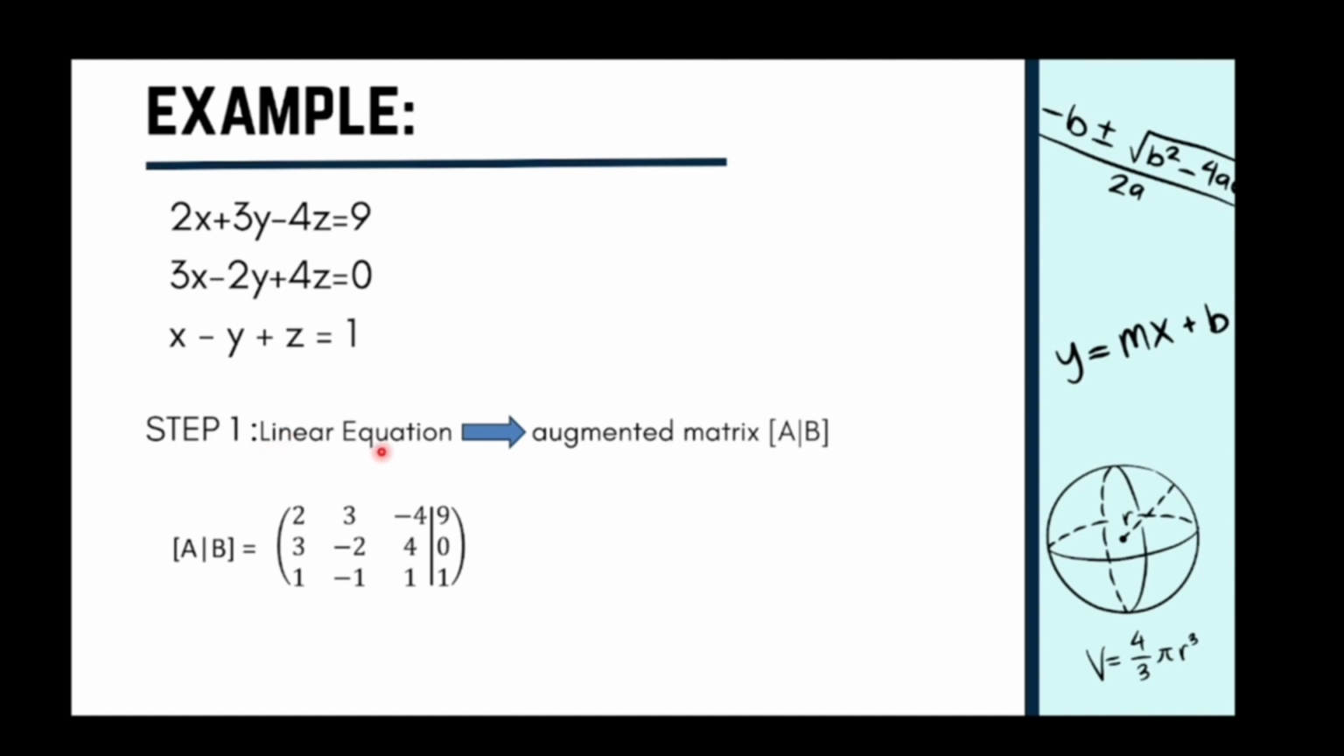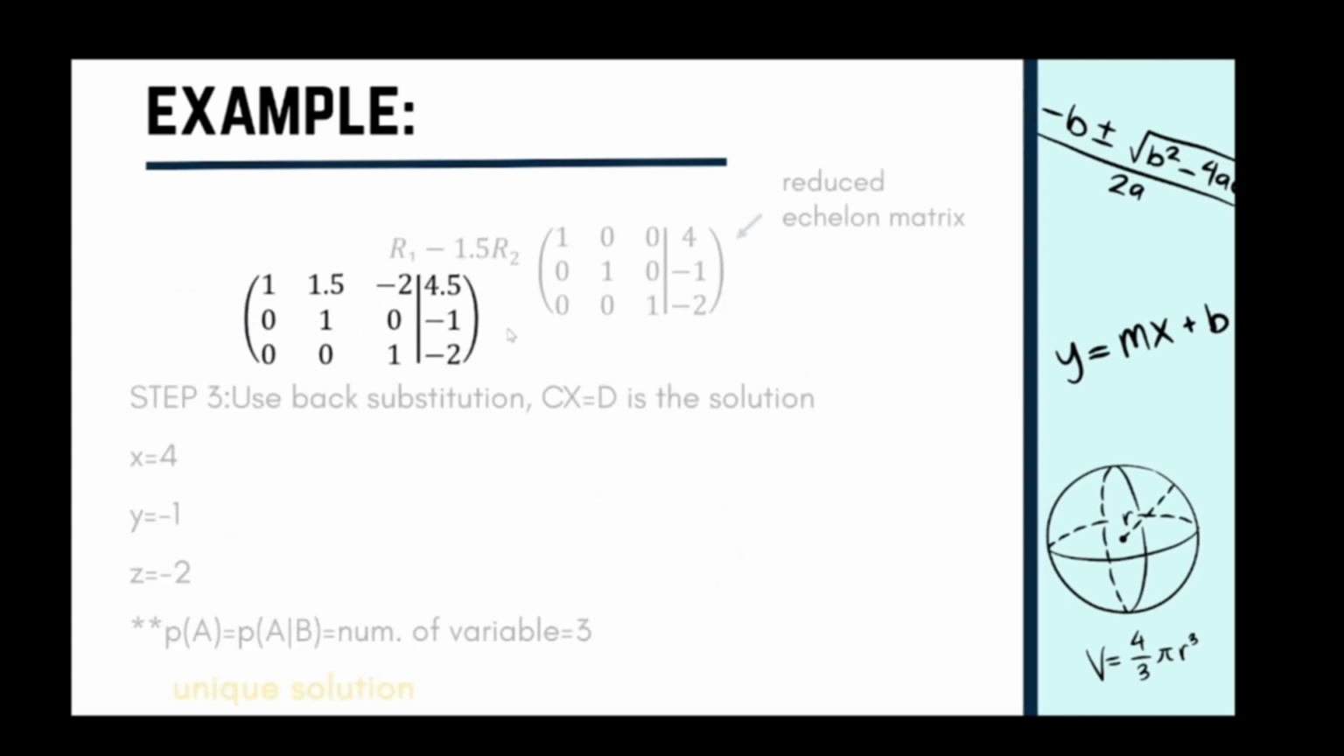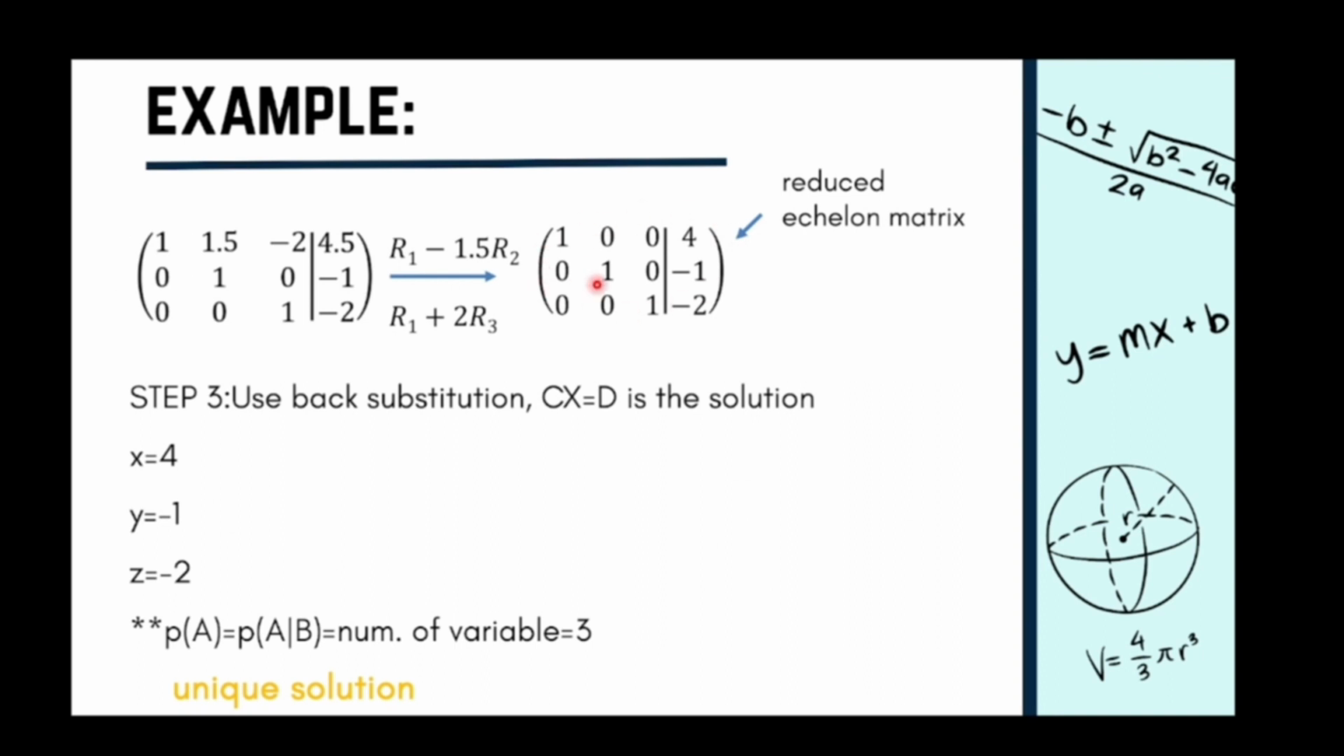The first step is to change the linear equations to an augmented matrix, which is the same as in the Gauss elimination method. The difference is here. For Gauss-Jordan elimination, we need to use the reduced echelon matrix. So this is only the echelon matrix form, and we need to continue to get the reduced echelon matrix, which is this. After that we get this, and we substitute back x, y, z, so we can directly get the answer.